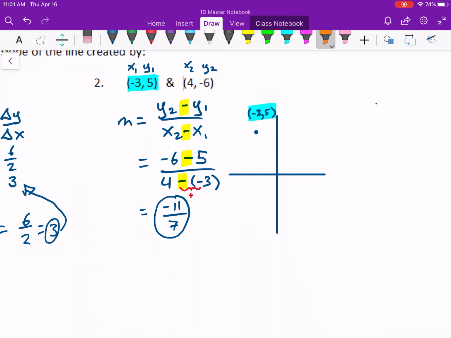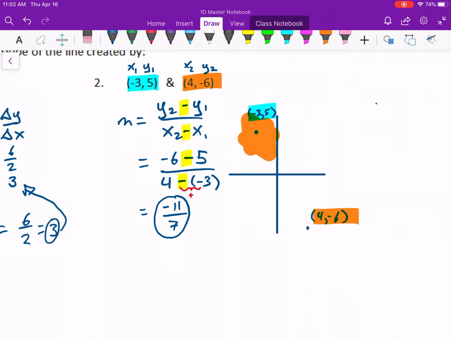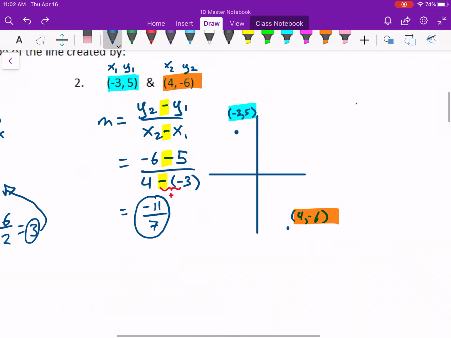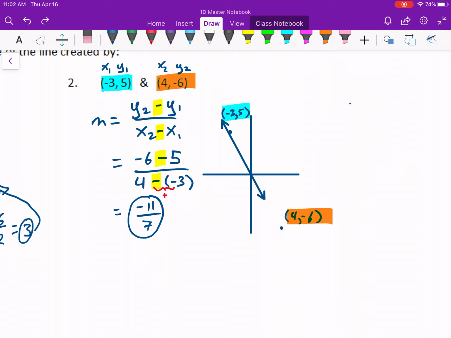And then if I was to graph this point here, that's at 4, negative 6. So that would probably be somewhere around here. And that's this point. And if I were to draw a line between them, wrong pen, let's try again. Draw a line between these. Well, lo and behold, this line goes downward from left to right, which is exactly what we'd expect with a negative slope, right? Negative slope right there.